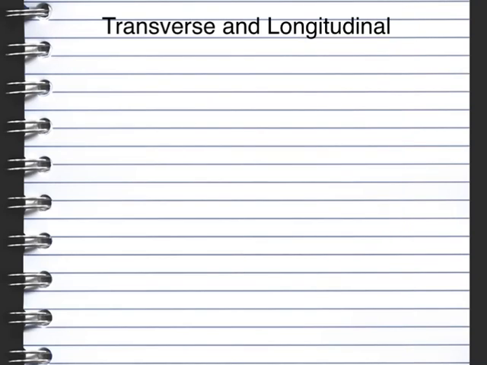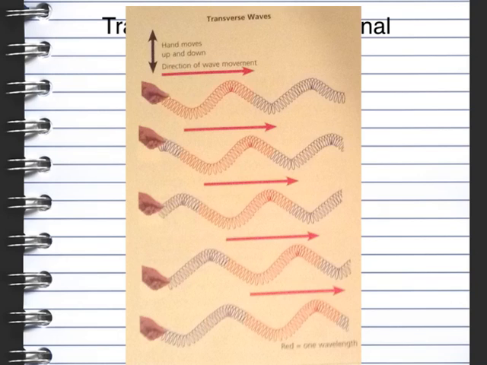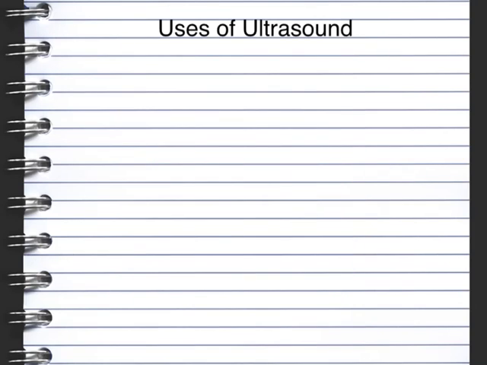Now with the transverse wave, you've got the wavelength as we saw between the areas of red here going up and down, and then you've got the direction of the movement going in that direction. Okay, so some of the main uses for ultrasound are ultrasound images.